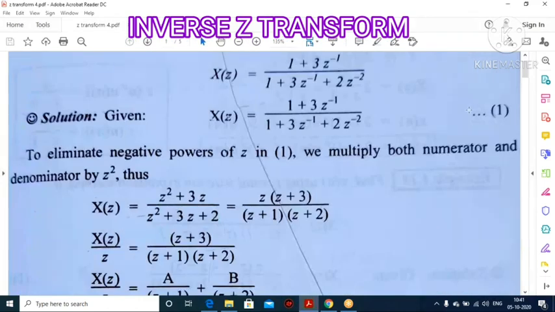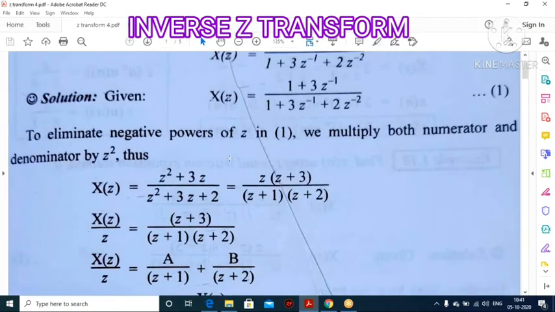Now, to eliminate the negative power of z, because of our factor terms, we want to convert our X(z) into some standard format, that is a0 + a1/(z - p1) + a2/(z - p2). If the power of z in X(z) is positive, it is easy for you. For the partial fraction method, keep the power of z positive. If you take it as negative power, it will be more complex for you. That is the reason I convert the negative power into positive power.